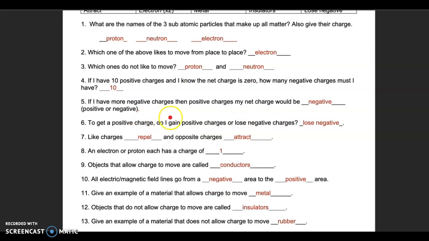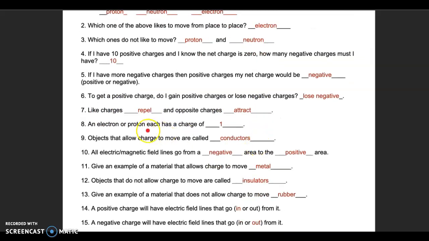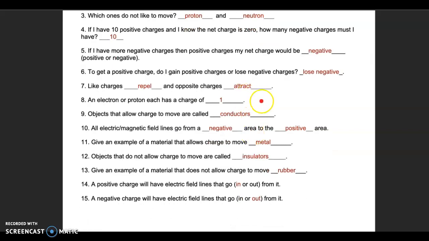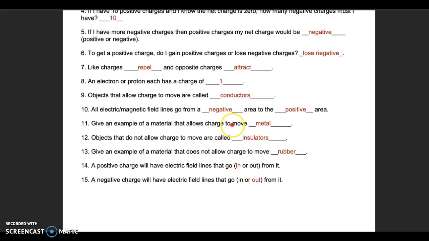To get positive charges, the only way I can get there is to lose negative. Like charges repel and opposite charges attract. Electrons and protons have a charge of 1. Objects that allow charges to move are called conductors. I always go from negative to positive. Metals are great conductor examples. Insulators would be like plastics or rubber are good examples there.